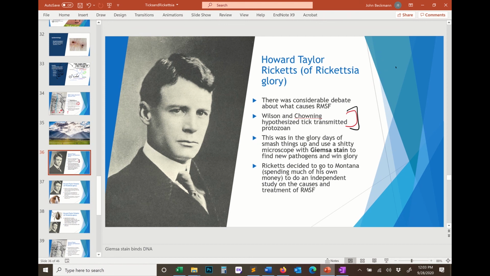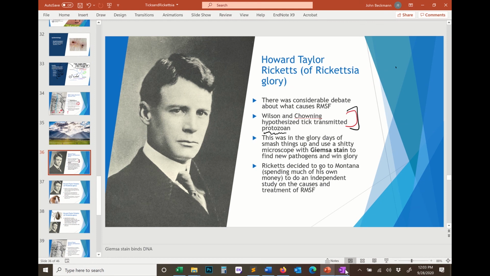They came up with the first hypothesis, but they were wrong that it was a protozoan. They thought it would be something like malaria, whereas in fact it was something completely different, a bacteria that only replicates inside a cell. That also makes it harder to find than a protozoan that's just bigger and sitting in the blood.